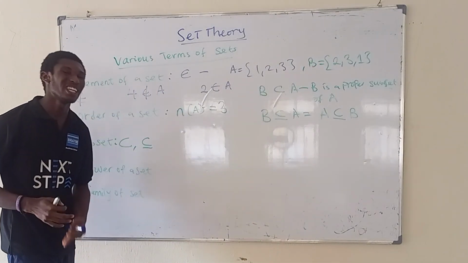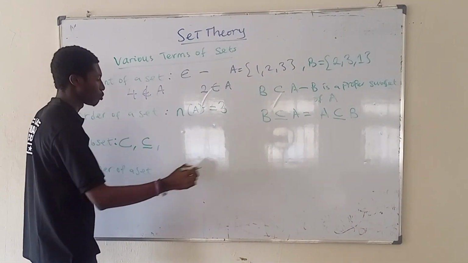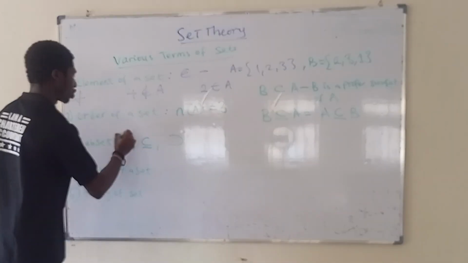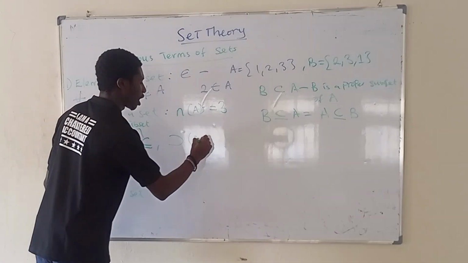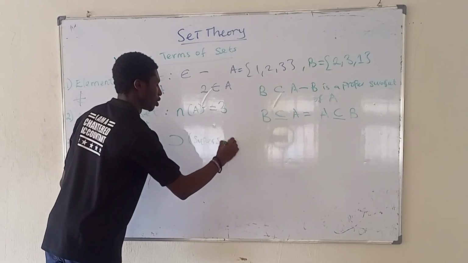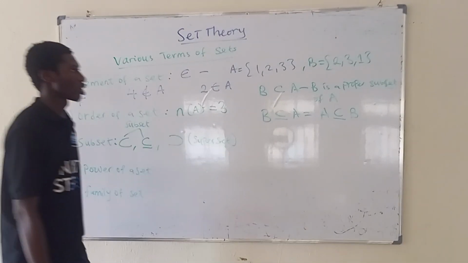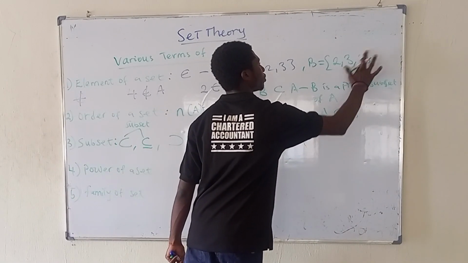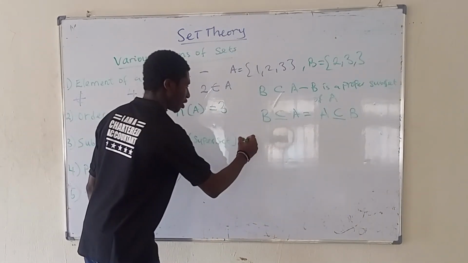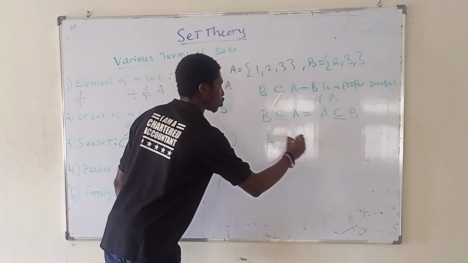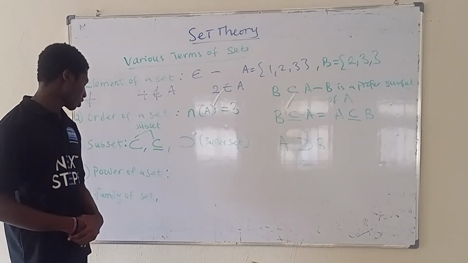Now there's something we call a superset. A superset is denoted by a symbol like this. So this is subset, and this is superset. If I remove one element here, I will say A is a superset of B.